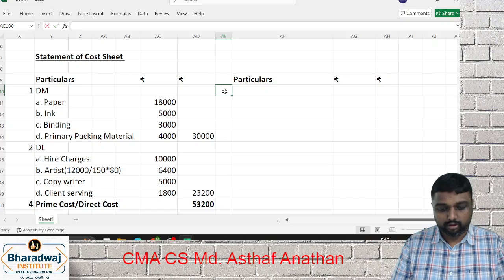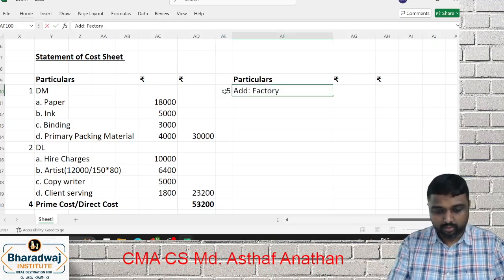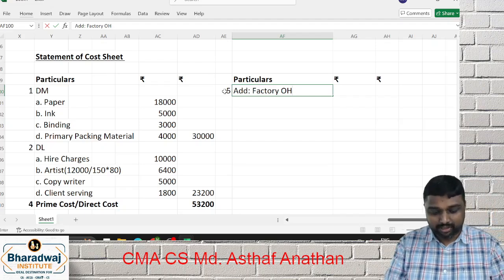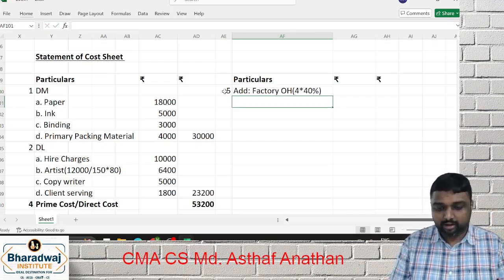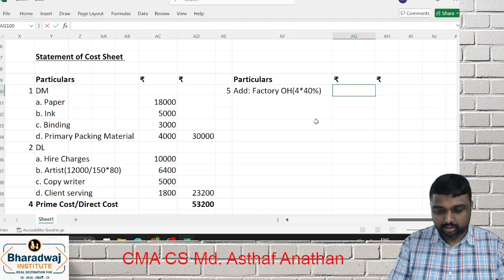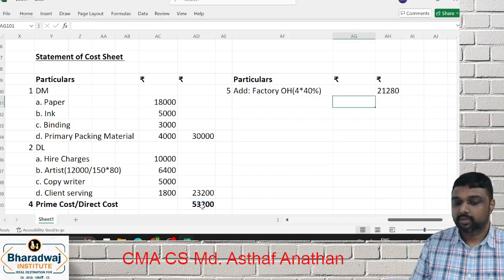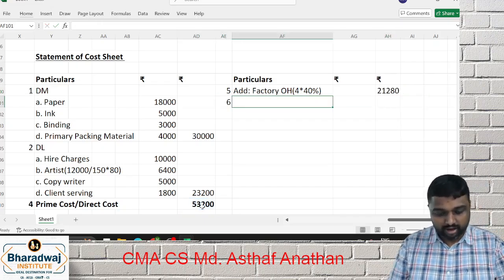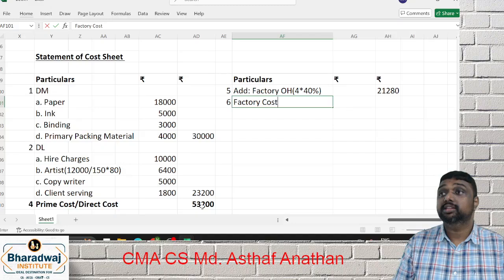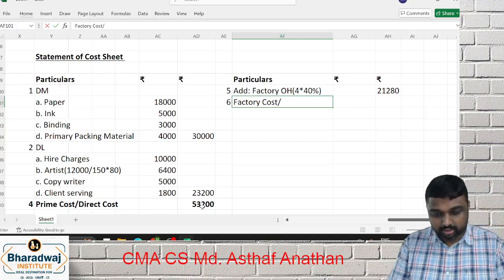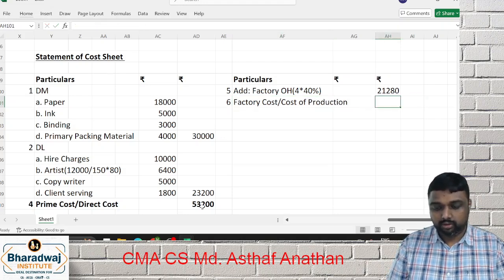Now you can go for add. They have given the clue for factory overhead. Factory overhead is 40% of direct cost. So you have your direct cost into 40%. So this total is called factory cost. See here, there is nothing called admin. So this is also called what? Cost of production. So your amount is.